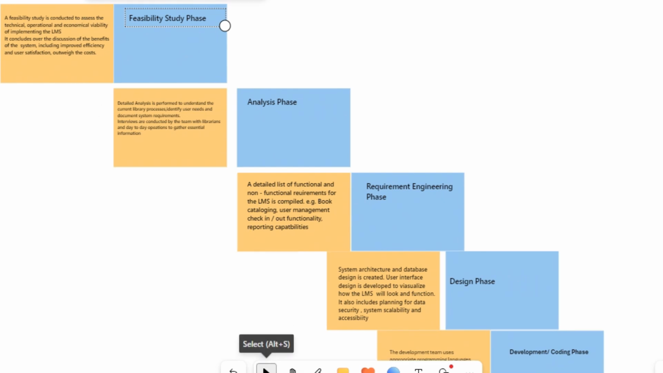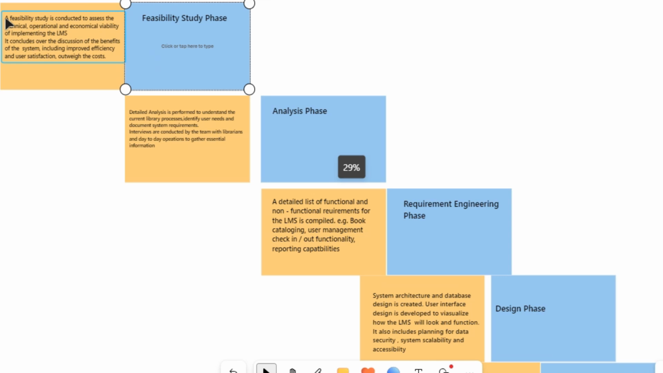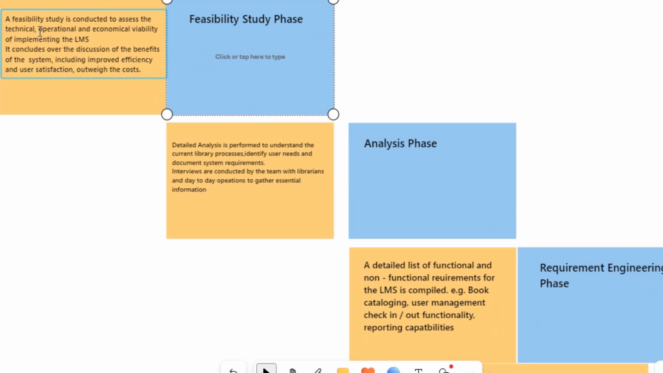Feasibility study. During the feasibility study phase, all the technical, operational, and economical viabilities are discussed, which are used in implementing the LMS. It concludes over the discussion of the benefits of the system, including improved efficiency and user satisfaction outweigh the costs. So it means that cost of the system, which is economical viability, as well as how much user will be satisfied with the system we are giving them.